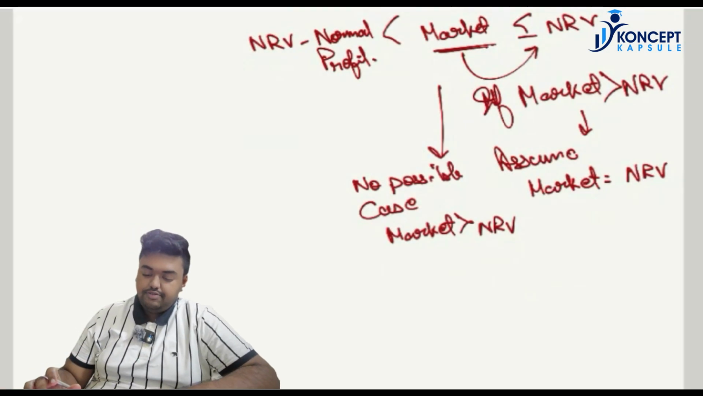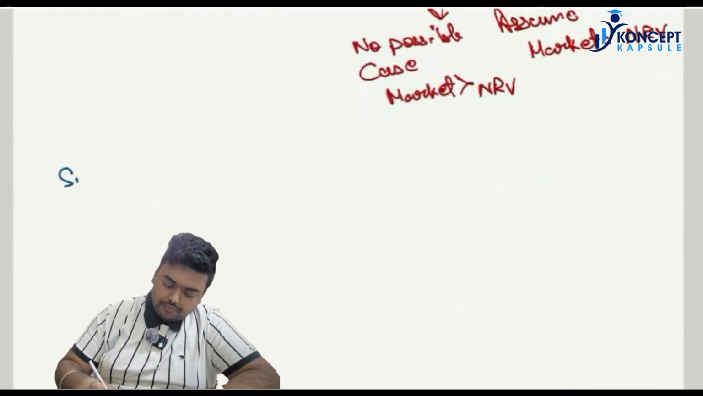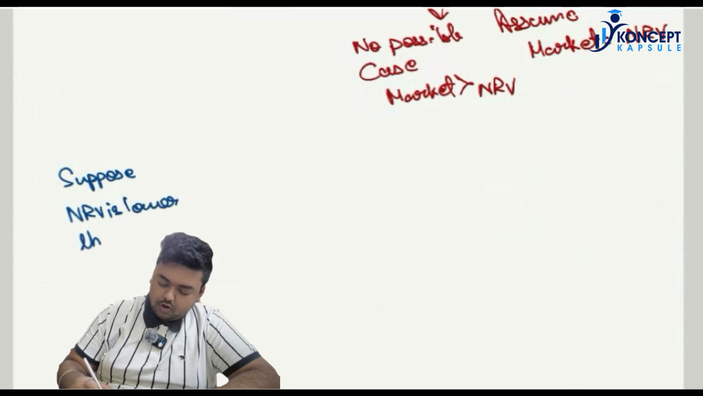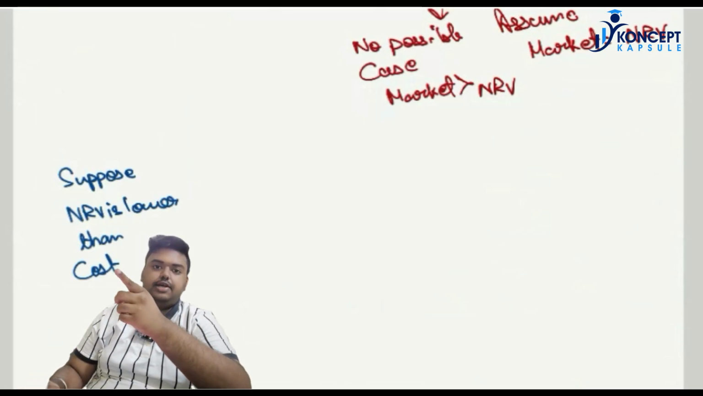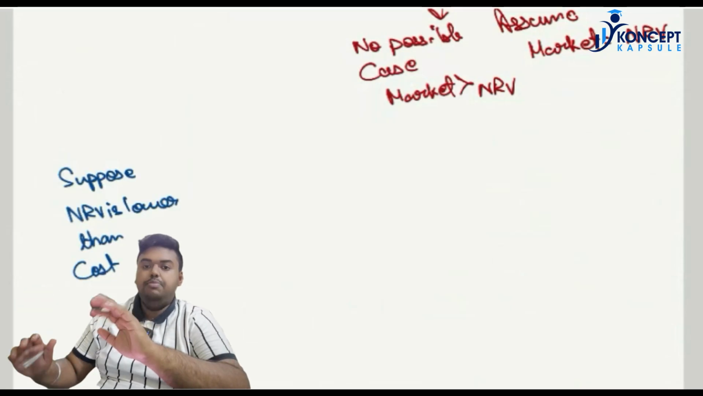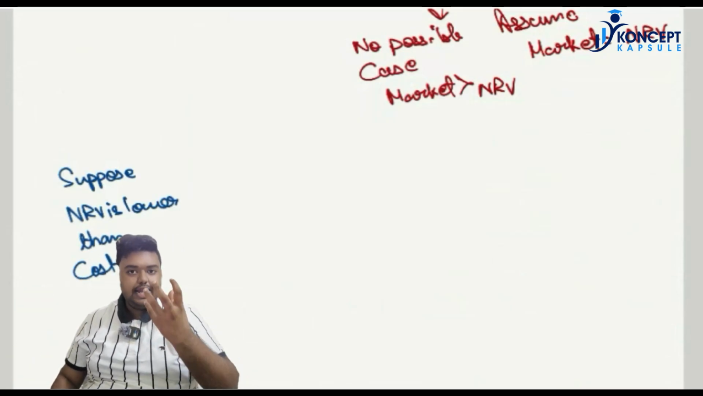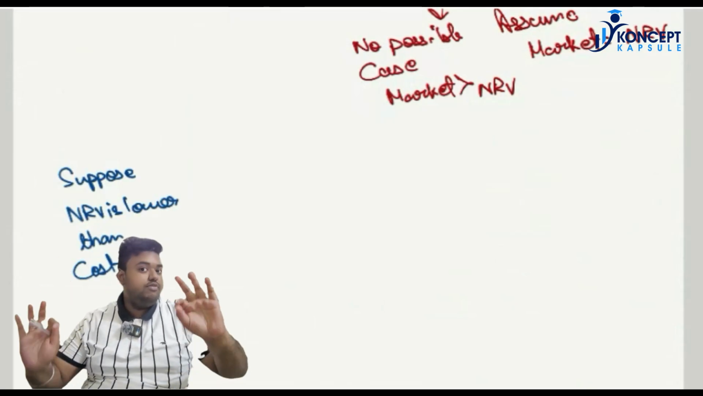Okay. The last point that we need to discuss is that suppose NRV is lower than cost. Very important situation. See, your initial recognition of the inventory has happened at cost. In the balance sheet, you will value it at NRV or cost, whichever is lower. If NRV is higher than cost, then I don't have a problem, because the original entry made in the books was at cost, and in the balance sheet also it will be at cost.